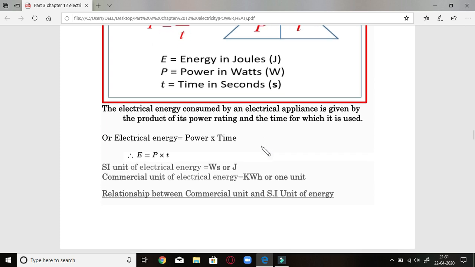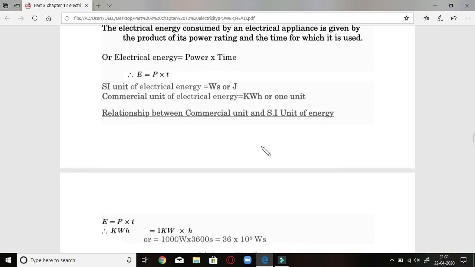Now next, let us see electrical energy, that is E, consumed by an electrical appliance. It is given by the product of its power rating and the time for which it is used. Therefore electrical energy is equal to power multiplied by time, so E is equal to P multiplied by T. The SI unit is joule or watt second, and the commercial unit is kilowatt hour. We also call it 1 unit.